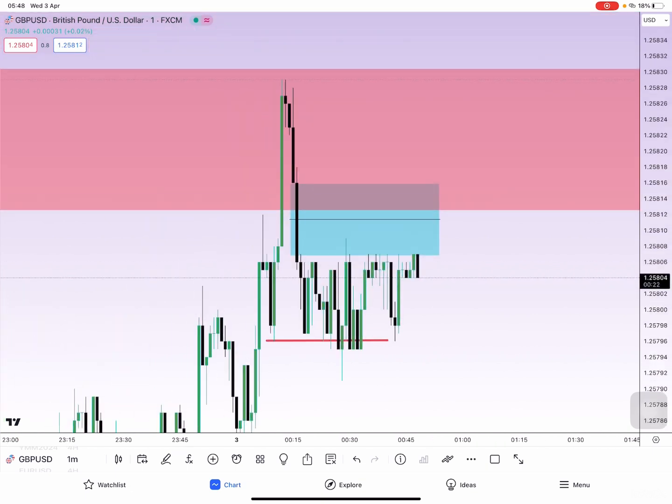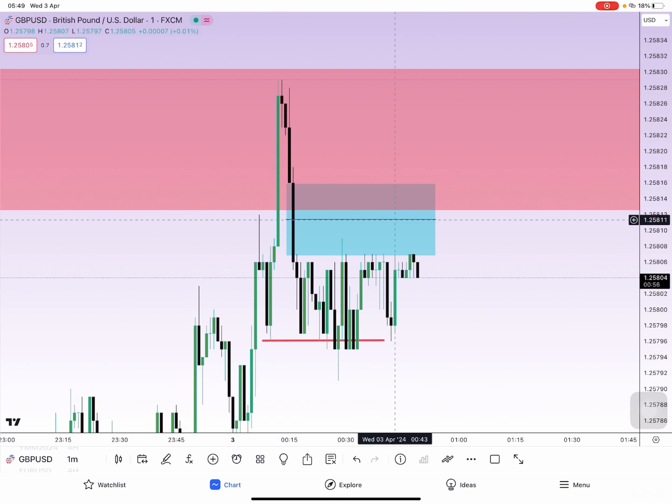If you see how this blue shaded area is getting respected by the market price, the market is going into it but getting rejected towards the downside and not letting any candles close inside it. Even if the candles close in here, they should not go beyond this equilibrium position of this gap.